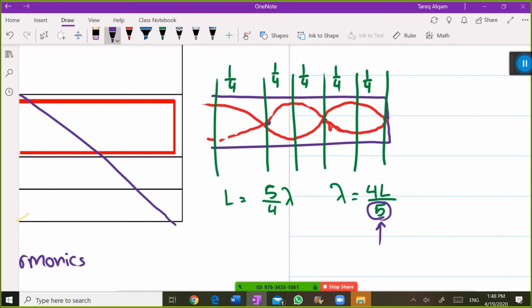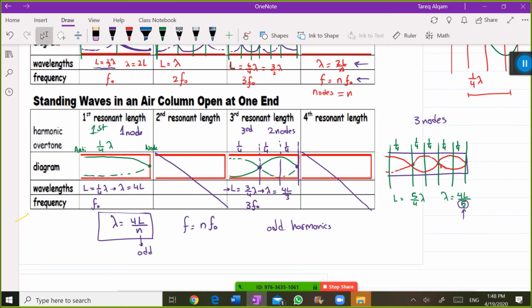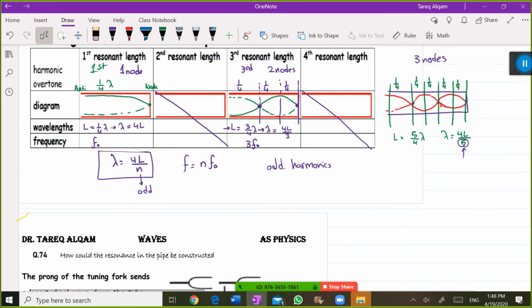I followed the pattern. Always, guys, the pattern in standing waves: the first standing wave has one node, the second one has two nodes, the third one has three nodes, and so on. This is if I consider them as the next harmonic, not as an order. If I follow the pattern, I will find that lambda is 4L over N, where N is an odd value. So this is why we exclude the even harmonics here.